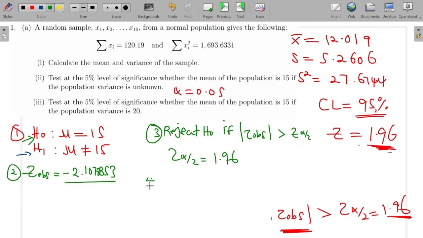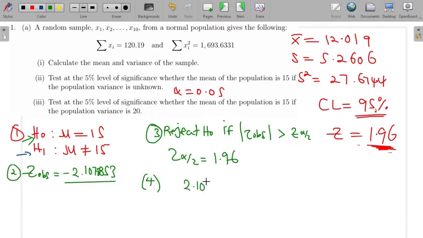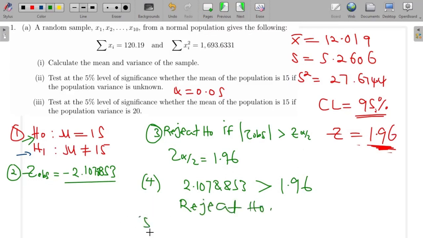Let's make a decision now. If I get the modulus of this value here, I find 2.1078853, which is greater than the Z alpha over 2, which is 1.96. If it's greater, then our decision will be to reject H naught. We're going to reject H naught, and then in step 5, we make the conclusions.